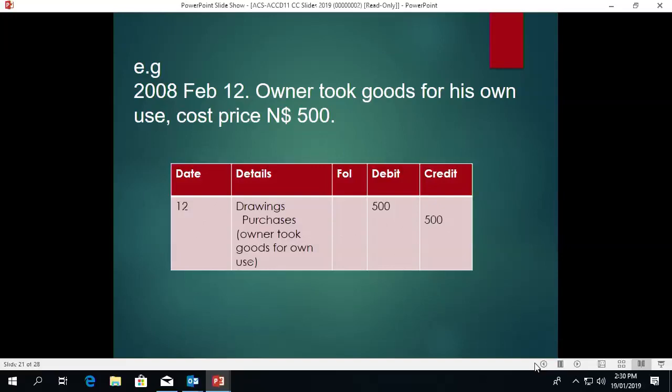And mind you, some of the students will identify drawings and purchases, but then when they write the amount, they mix it up. Or the amounts are not in the same columns, and then you don't get a mark for that. Drawings, the amount in debit, you get a mark. Purchases, the amount in the credit, it's 1 mark. And then owner took goods for own use is 1 mark. If there is no reason, you lose a mark.